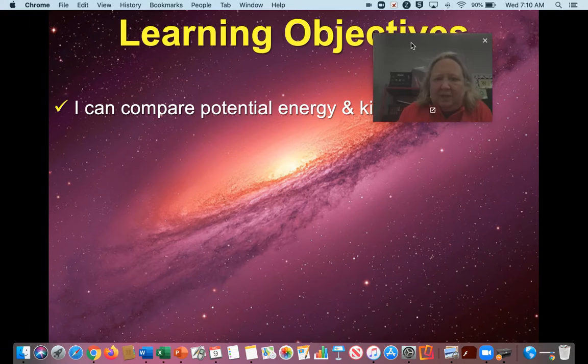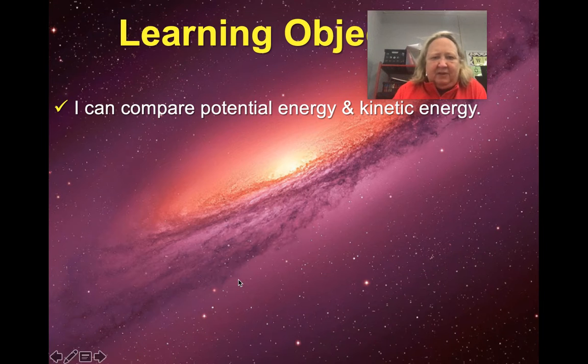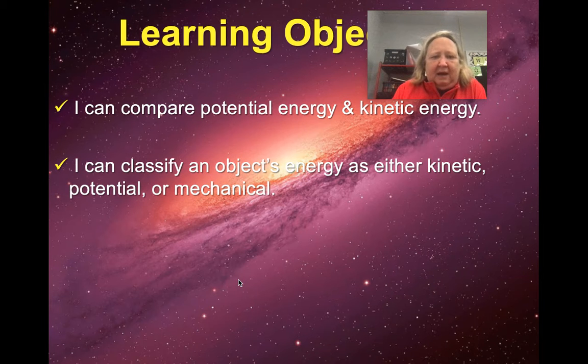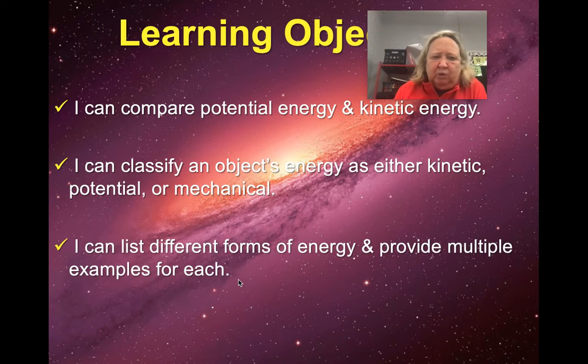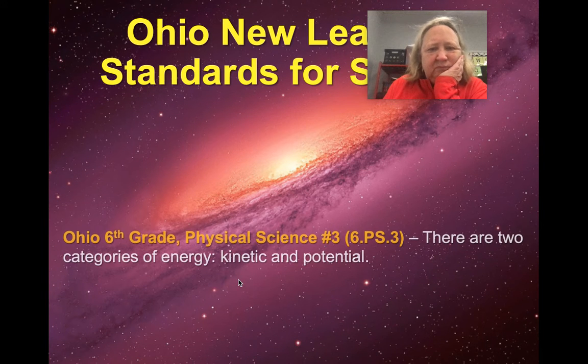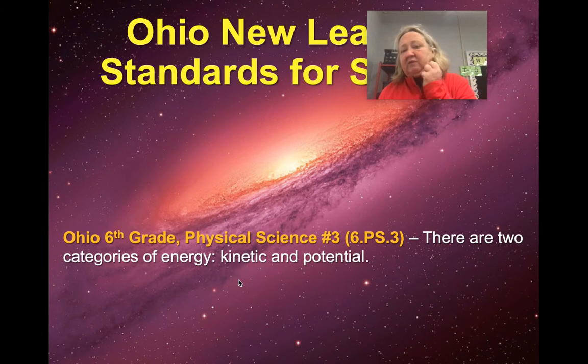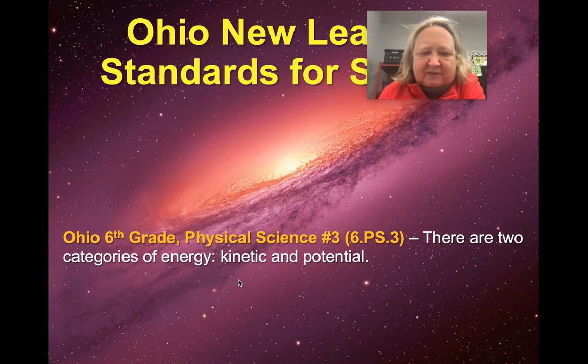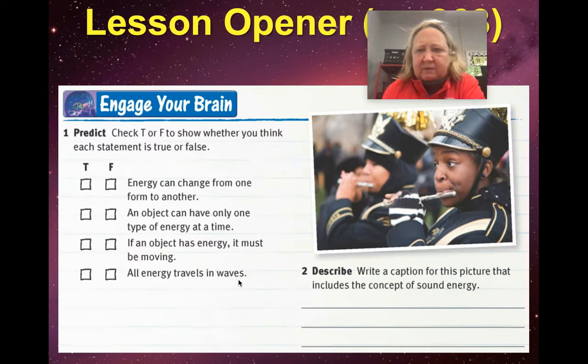And there's just one simple objective for this lesson. You can compare, tell facts about potential energy and kinetic. And you can classify something. Is it potential? Is it kinetic or mechanical, which will be a term you will learn. And then a few days from now, we will look at different forms of energy and examples of those. All right, just one standard for this lesson, two kinds of energy, kinetic and potential.